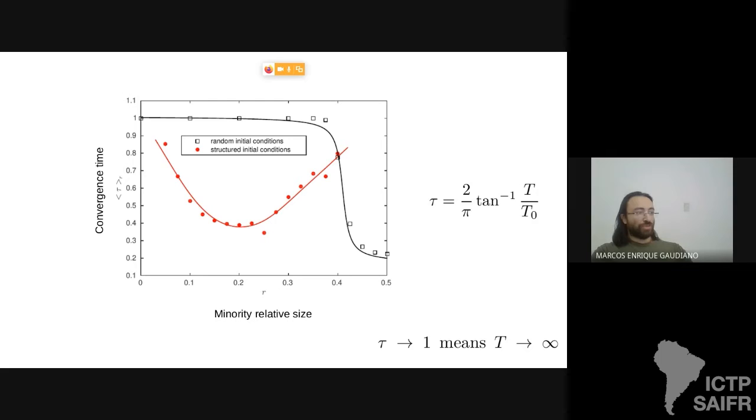For random initial condition, we can see that the convergence time is on average infinite, except when the minority represents more than approximately 40%, something that does not properly correspond with the idea of a minority. In contrast, for hierarchically structured initial conditions, the convergence time has a minimum when the minority is more or less 20%. Infinite convergence time can also be reached, but it basically occurs outside of the model, when the minority tends to be either negligible or more than 40%.